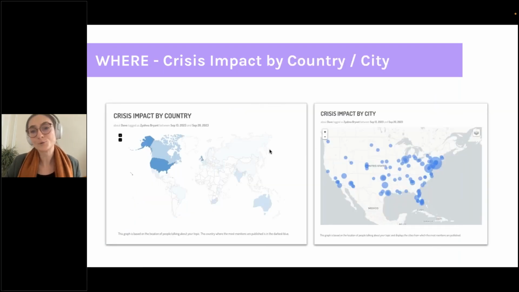Also, you can have a look and understand from a geographical point of view if you're dealing with a generalized phenomenon, or if the crisis has affected only one geographical region for the moment.